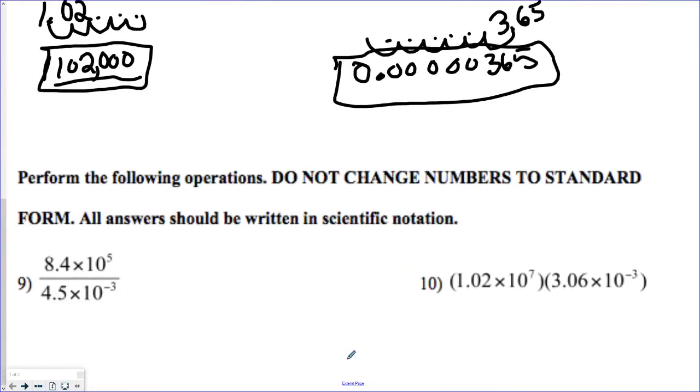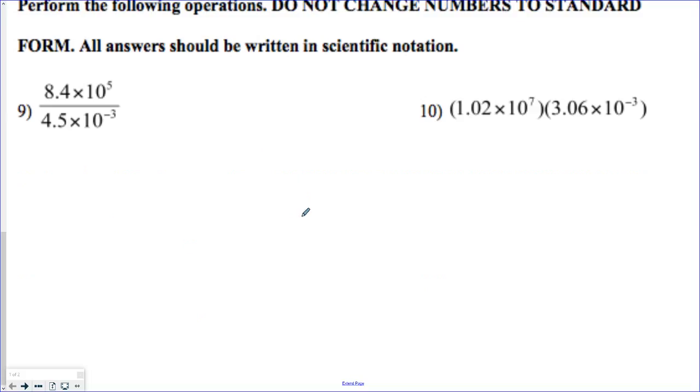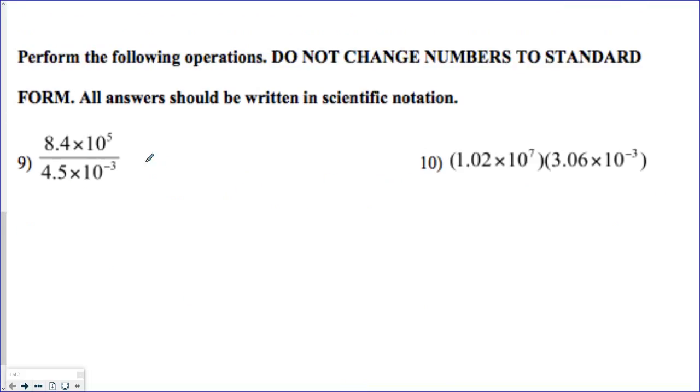The next four deal with actually operating in scientific notation. So the goal here is to solve these problems without having to write out all the zeros. So you don't want to change this into 840000. You want to keep it like this and operate with it in scientific notation. And the way you do that for division and multiplication is pretty simple. You just operate with the decimal numbers, then operate with the scientific end of it.